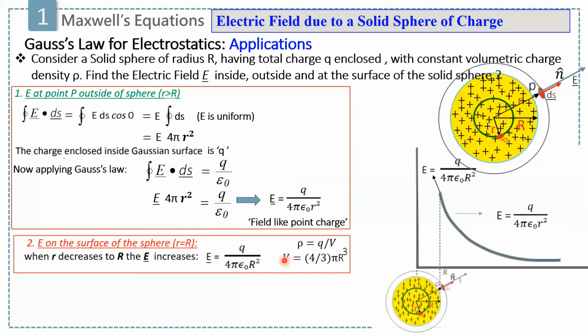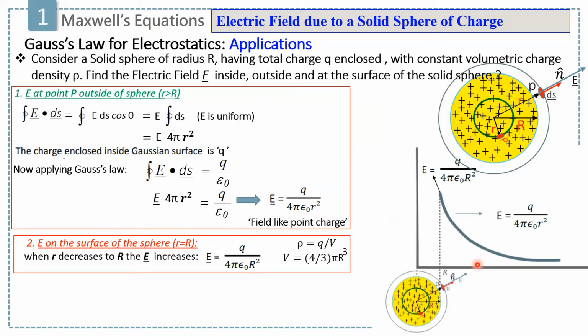Now, how both results look if we plot them in the form of a graph, where the electric field is plotted versus the distance from the center of the sphere. You can see here that when you are exactly at the surface of the sphere, you have a maximum electric field, and when you move away from the surface of the sphere, the electric field decreases. This is the result for the case of outside of the sphere.